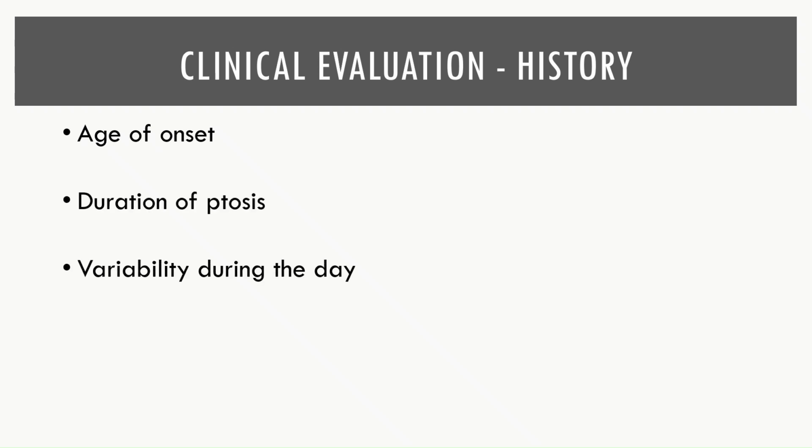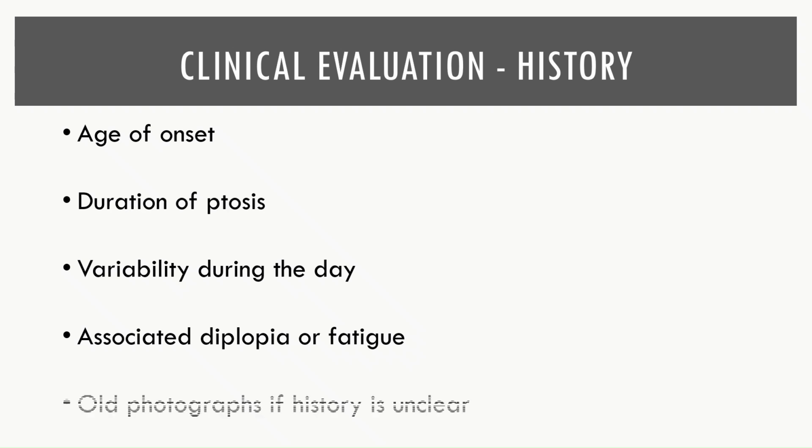A careful history helps differentiate congenital from acquired ptosis. Variability and fatigability suggest neuromuscular causes such as myasthenia gravis. Old photographs may be used if history is unclear.